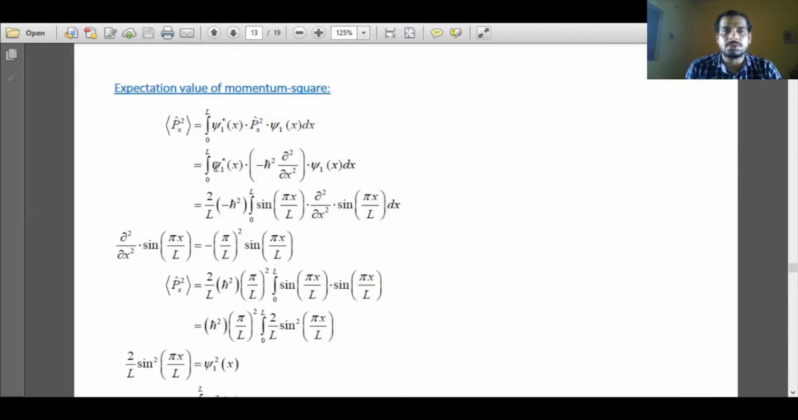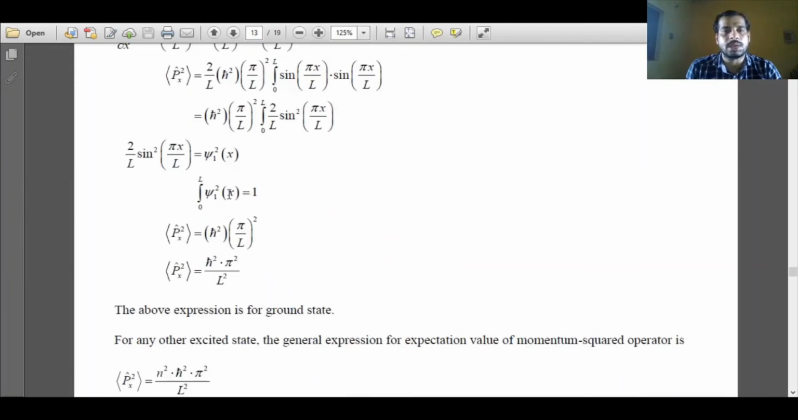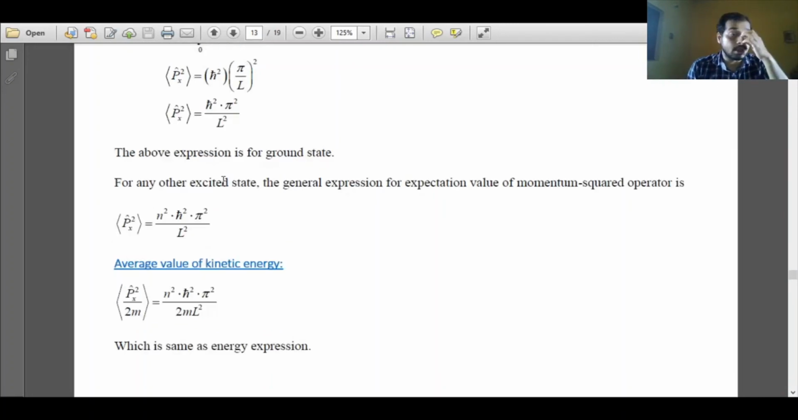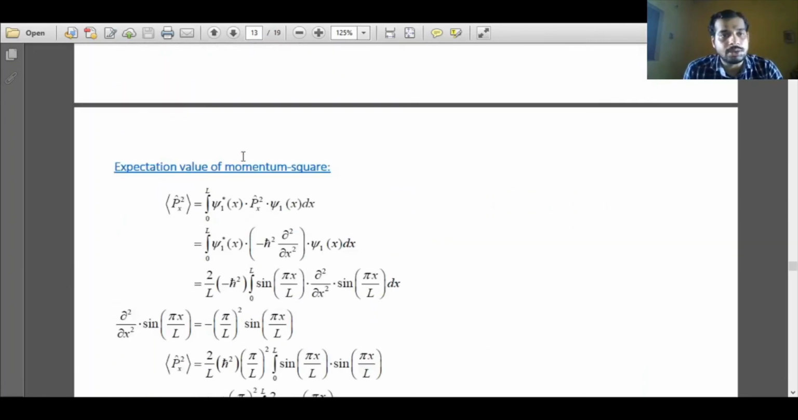We have to substitute the corresponding wave function in the expectation value expression, and if you do that, we can find that the expectation value for any other eigenstate is given as n square h bar square pi square over L square. If it is the ground state or first eigenstate, n will be 1. For the second state, n will be 2. Like that it goes. So this is all about the expectation value for momentum square.